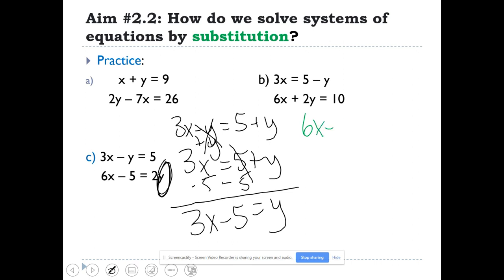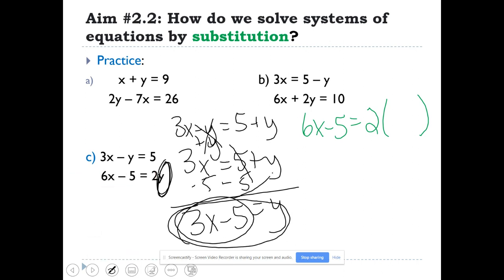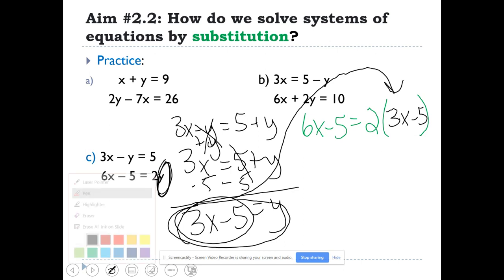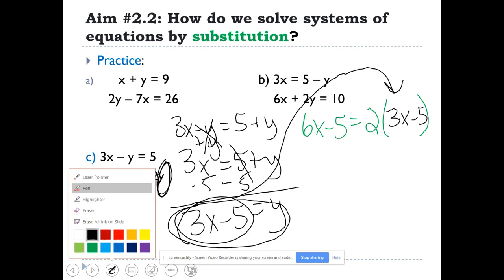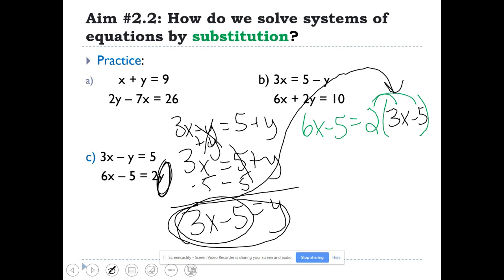So 6x minus 5 is equal to 2y. And remember, this right here goes in here. So 3x minus 5. We're placing that in for the y. That's what y is equal to. I'm going to distribute my 2. We have 6x minus 5 is equal to 6x minus 10.